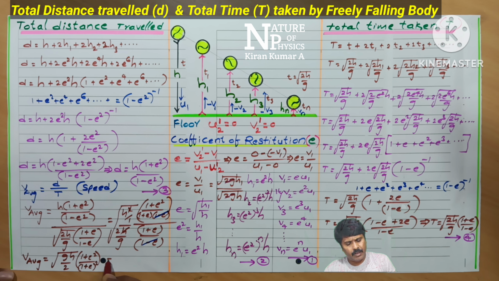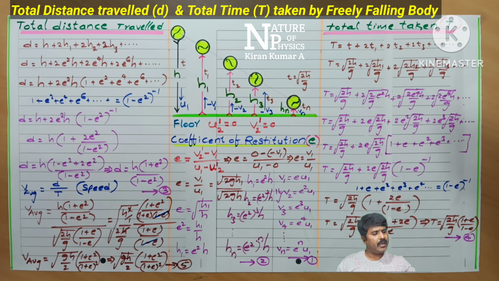Rewriting here, root over gh divided by 2, that is 1 plus e square divided by 1 plus e whole square. Now I can write this as equation number 5.